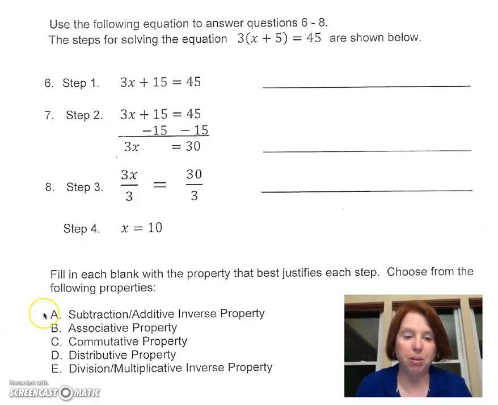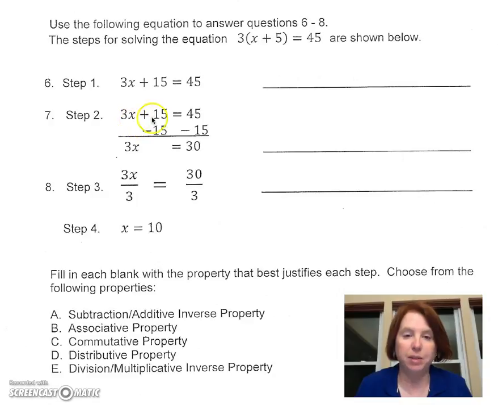So is that property A, subtraction additive inverse property? Is it B, associative property? Is it C, commutative property? Letter D, distributive property? Or letter E, division multiplicative inverse property? Which one of these properties goes up here for step 1 in number 6? Number 7 for step 2.